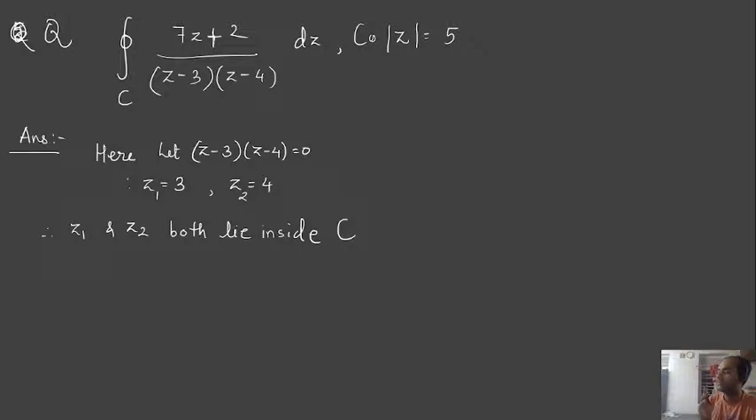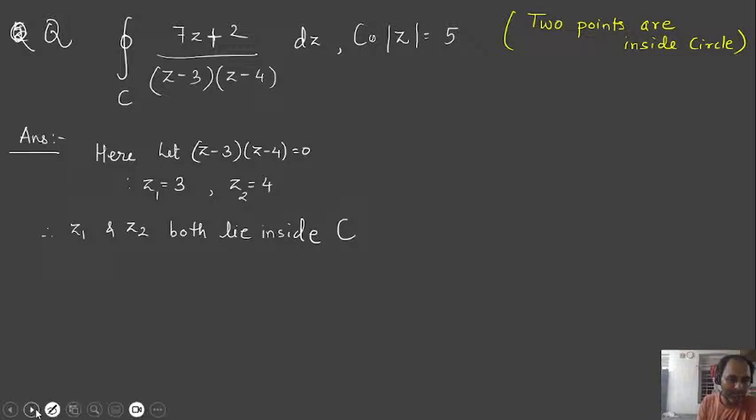Now comes a very important technique: when two points are inside the circle, I'll write here, two points are inside circle. So whenever two points are inside the circle, you must do partial fraction. So let us do the partial fraction. So how to handle the partial fraction, let us consider this.